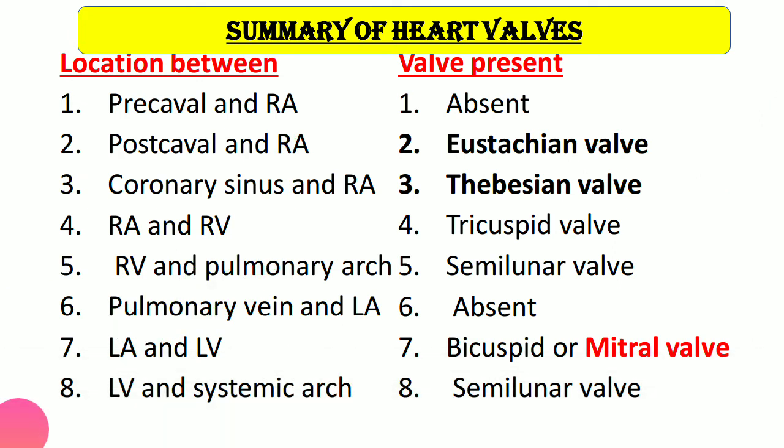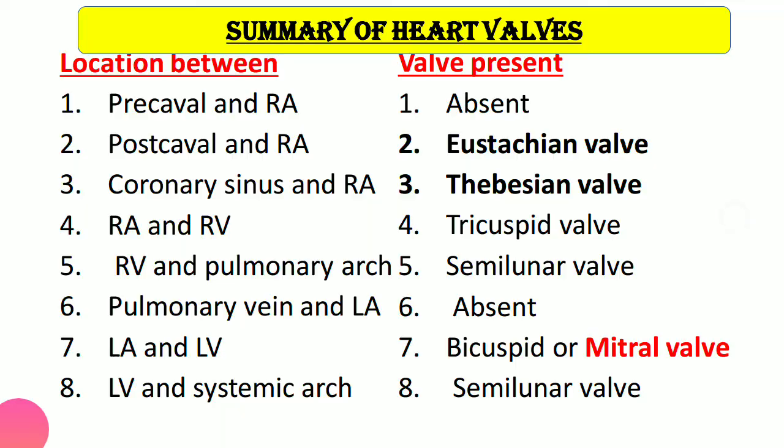Now coming to the next thing: the pulmonary vein and left auricle, the valve is absent. Between the left auricle and left ventricle, very important, is the bicuspid or mitral valve. The mitral valve is the bicuspid one, found on the left side between the left auricle and left ventricle. And the left ventricle and systemic arch have semilunar valves.